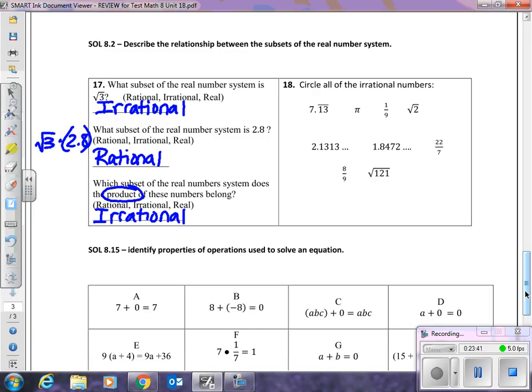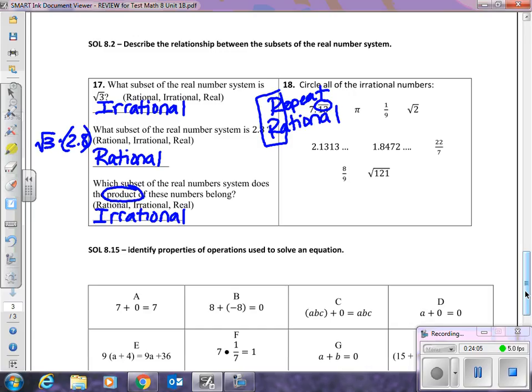Number 18, we want to circle all of the irrational numbers. These are the decimals that never stop and have no repeating pattern and cannot be made into a fraction. Right? So if we look at the first one, it has a repeating bar. Right? Repeat and rational both start with the same letter. So that's how you can remember where it's going to go.